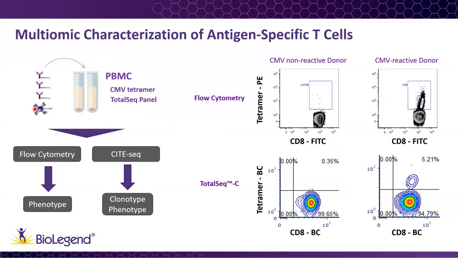In the first set of experiments, we stained PBMCs with a fluorescently barcoded tetramer loaded with cytomegalovirus, or CMV peptide, and a TotalSeq antibody panel that contains markers used to identify basic immune cell types, such as T cells, B cells, NK cells, and monocytes. Here to the right, you can see how well the flow cytometry data correlates with the CiteSeq data. Note that BC indicates barcode.